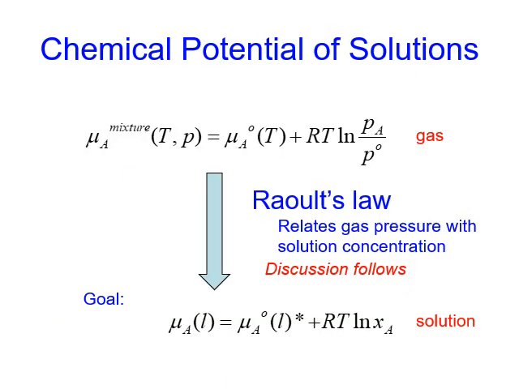We showed that in the gas phase, the chemical potential equals the standard state chemical potential plus RT ln of the partial pressure divided by 1 bar. So next we are going to derive an equation for the liquid phase. But before we do that, we're going to introduce two equations. One is called Raoult's law, one is called Henry's law. These laws relate the pressure in the gas phase to the mole fraction in the solution phase.